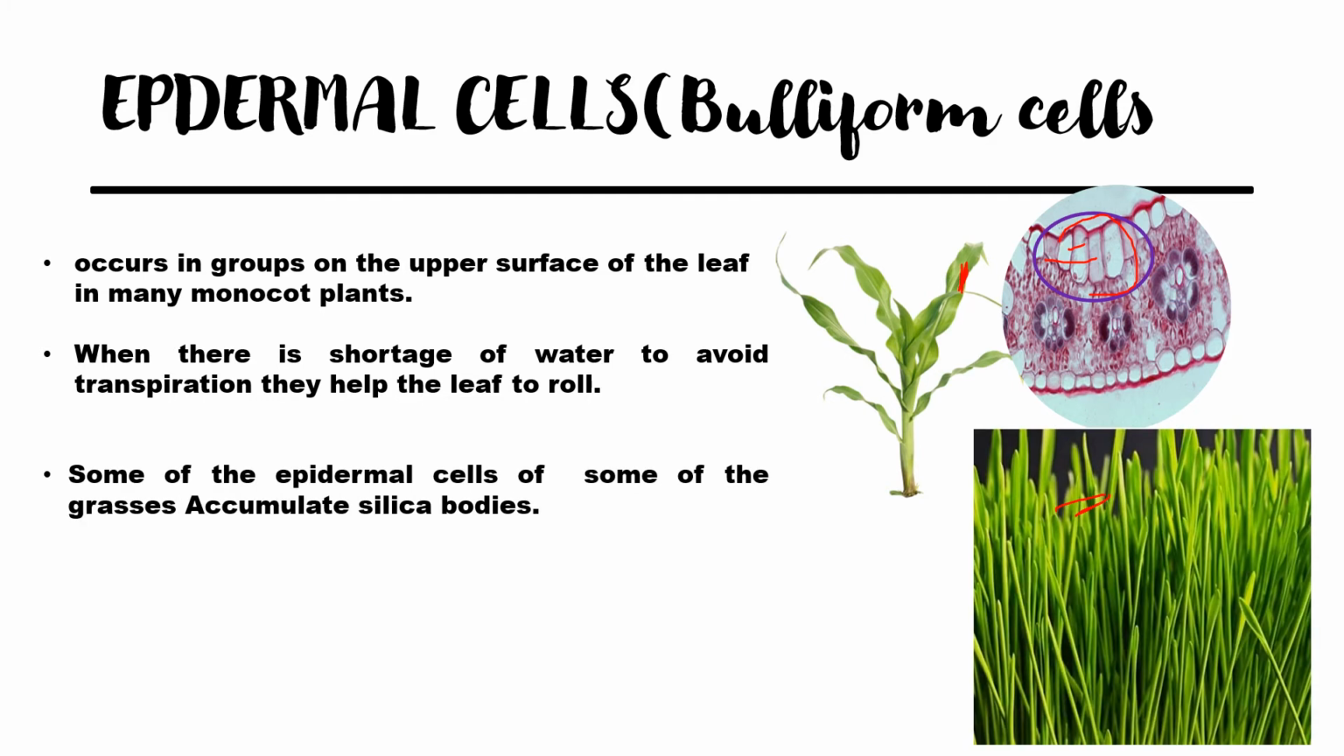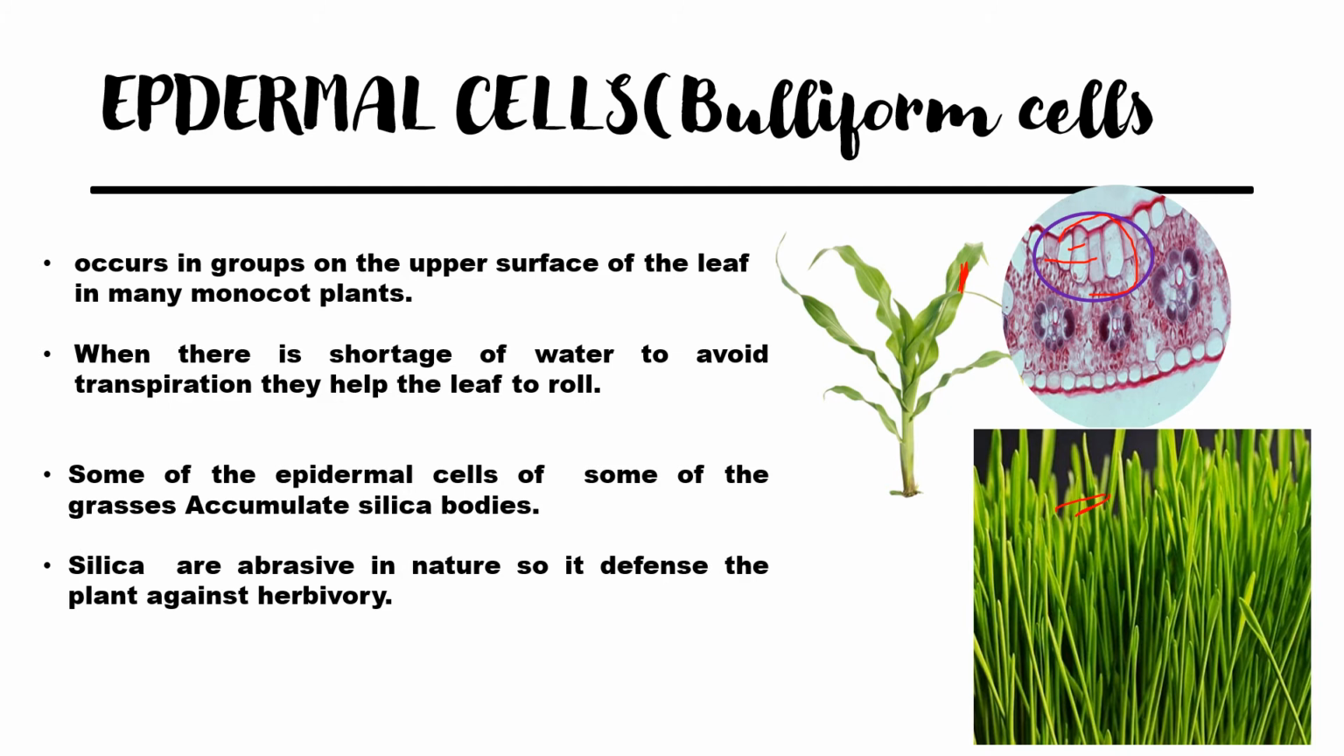Some of the epidermal cells contain silica. It is mainly present in the grass. And these silicas are abrasive in nature, so it defends a plant against herbivory.